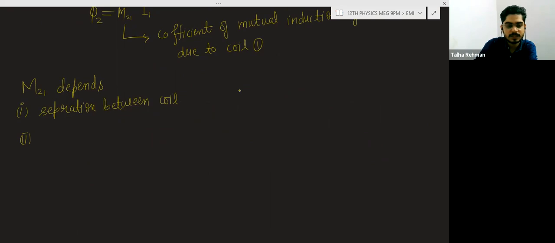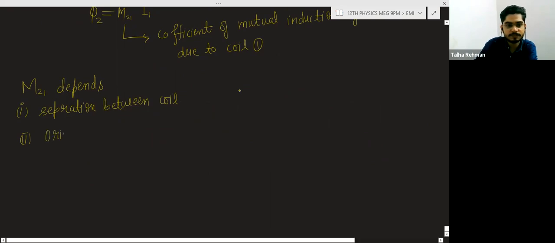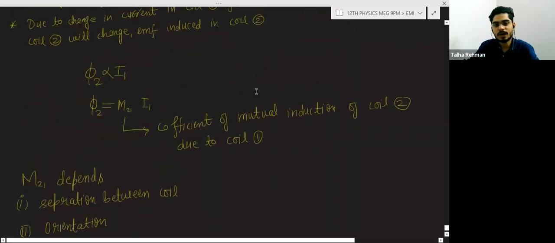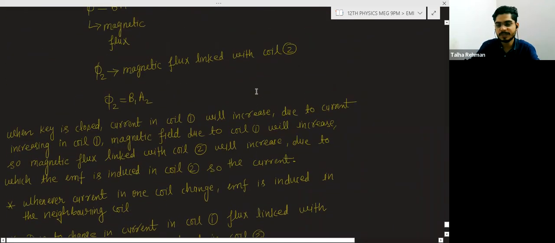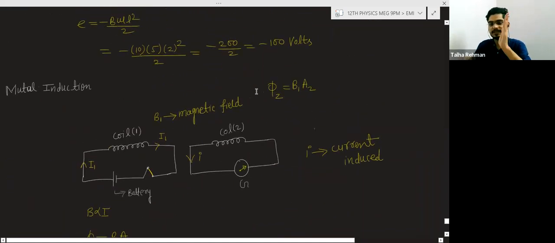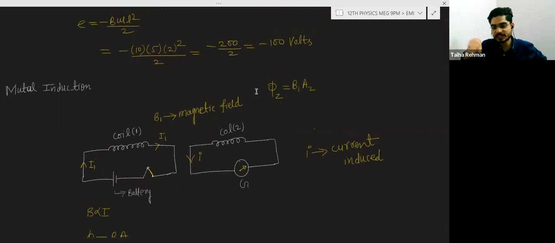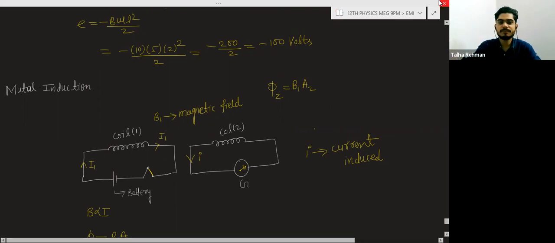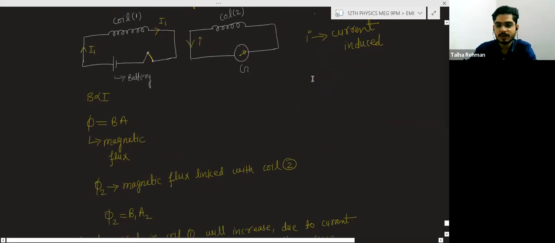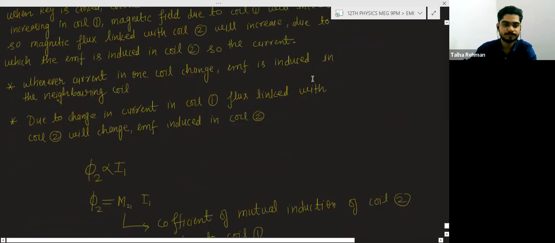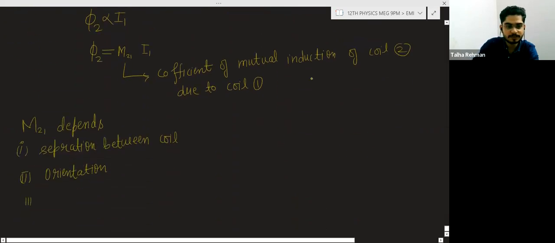Second part, the orientation. Orientation means how you have placed the coil. One coil is like this, another coil is like this, and one coil is like this, another coil is like this. If you change the orientation of the coils with respect to each other, then there will be a change in the coefficient of mutual induction.